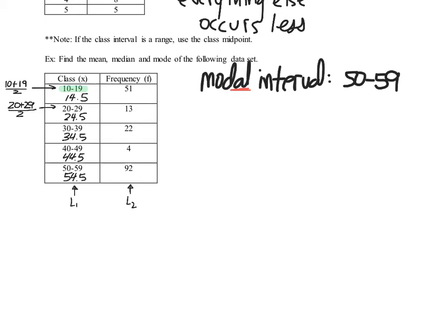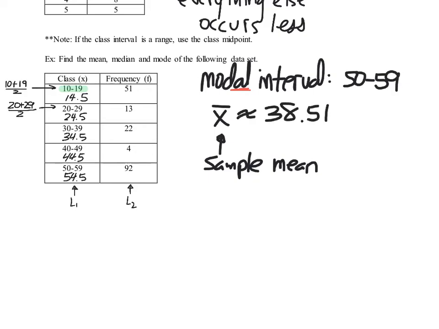If you're familiar enough with the symbol, you don't have to label it. X bar, again, is the sample mean. In this unit, we're only working with samples, so you'll see that I labeled everything just the mean, but it is implied to be the sample mean. And that's approximately 38.511. The median is 54.5.